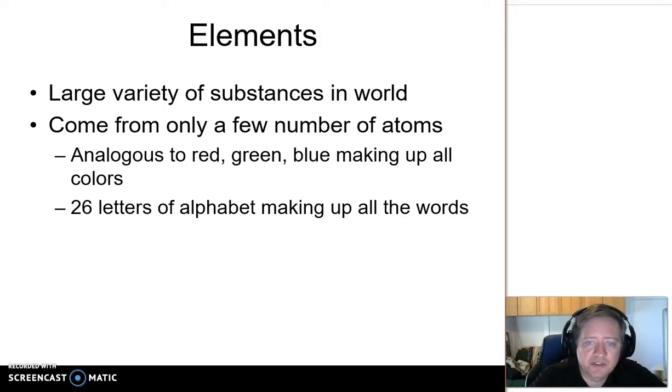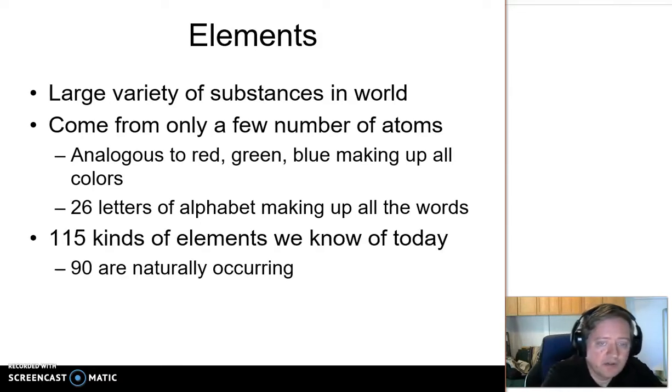Well, all of these substances really come from a few basic number of atoms. Think about it like the colors. Red, green, and blue make up all the different colors of the spectrum. You can think about it like the alphabet and words, where all of the words in our language, which there's tens of thousands, if not hundreds of thousands, come from a combination of 26 letters of the alphabet. Well, all the things that make up the world today come from a base number of these elements. There's 115 that we know of today. 90 occur naturally. Several others occur in the lab.